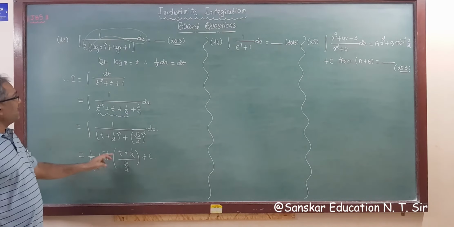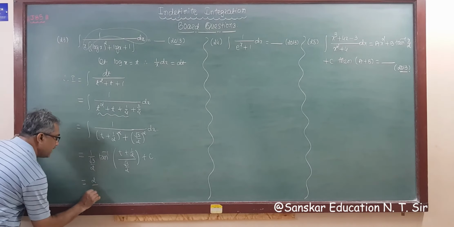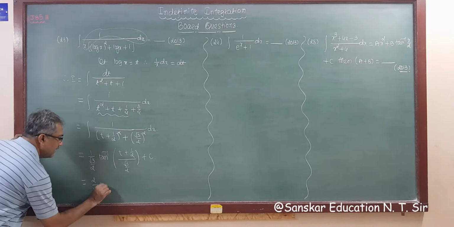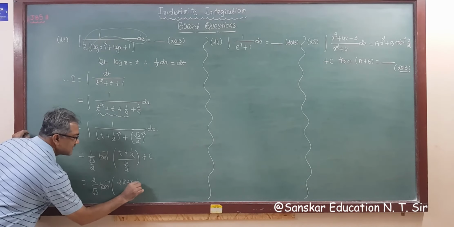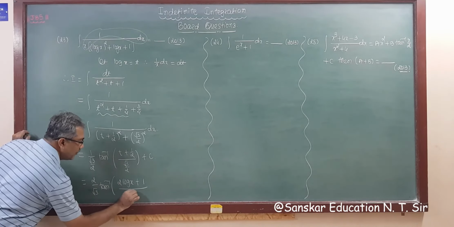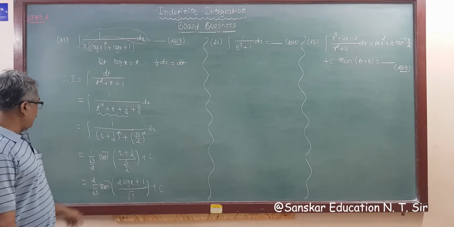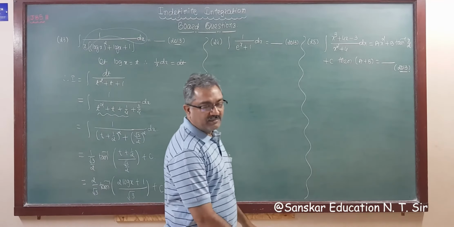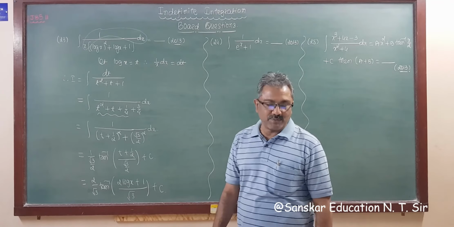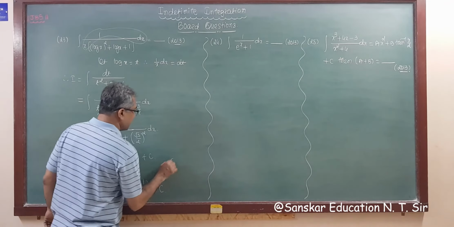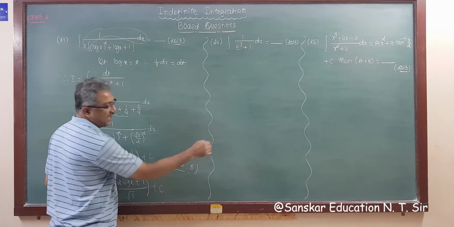So substitute the value of t. What is t? t is log x. So the answer will be 2 by root 3 tan inverse of (2 log x plus 1) whole upon root 3 plus c, right? So your answer for this question is 2 by root 3 tan inverse of (2 log x plus 1) upon root 3. That is option B, the correct answer. So option B is your correct answer.